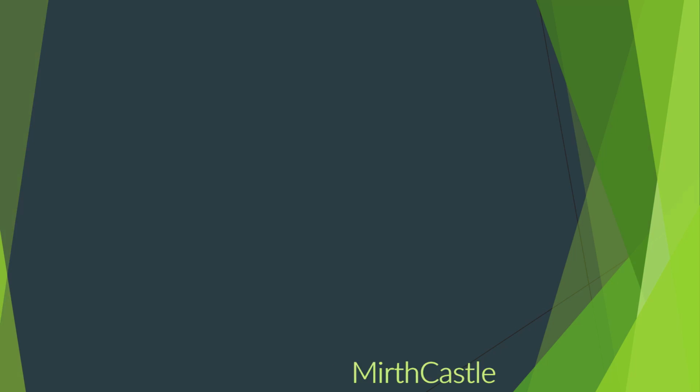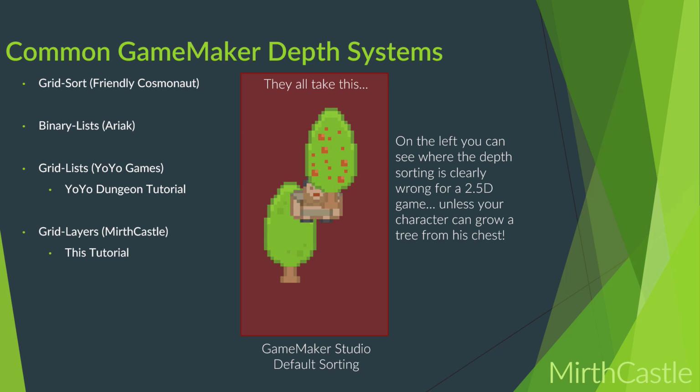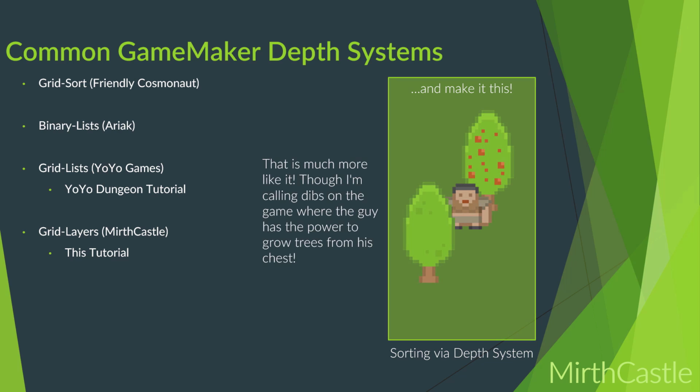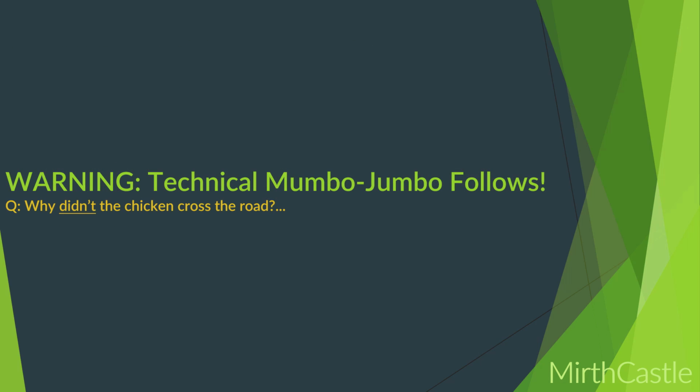There are a couple depth systems out there already. I have the top 3 listed here along with the one we'll be coding in part 2. In the end, they all do the same thing though. They take this and they turn it into that, but in pretty different ways. We're going to start, however, by going over how GameMaker Studio 2 does it by default.